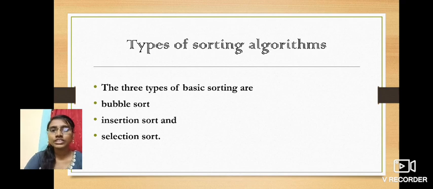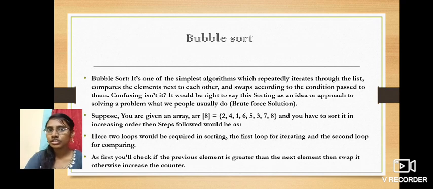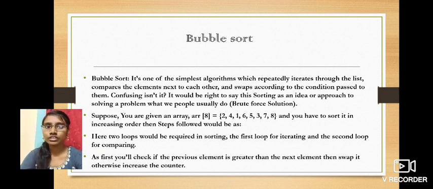Types of sorting algorithms. The three types of basic sorting algorithms are bubble sort, insertion sort, and selection sort. Bubble sort is one of the simplest algorithms, which repeatedly iterates through the list, compares the elements next to each other, and swaps according to the condition passed to them. Confusing, isn't it? It would be right to say sorting is an idea or approach to solving a problem. What we people actually do are brute force solutions.